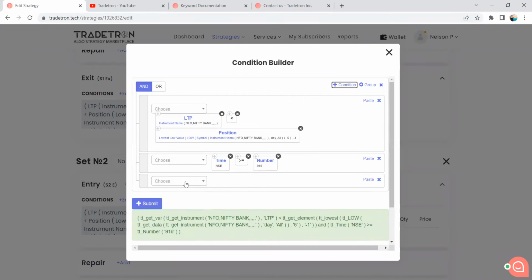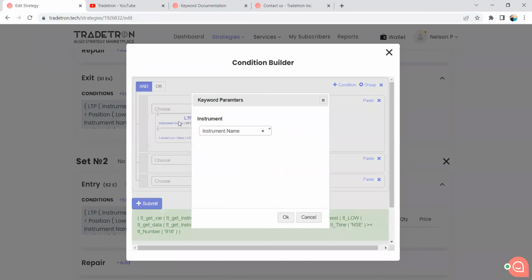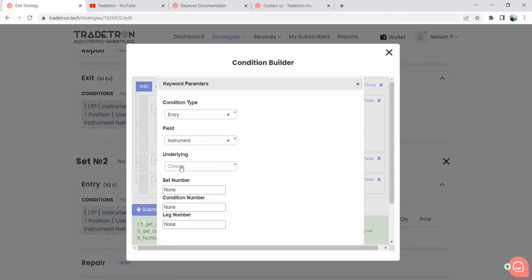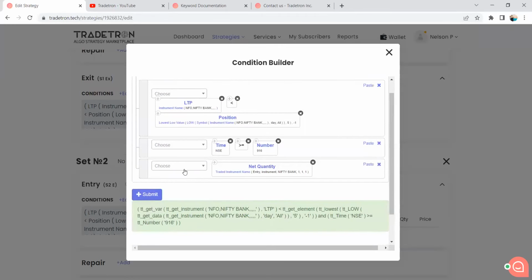Net quantity keyword is also important, because it will check whether there is any open position, as we discussed in the first part. So again, I will just add net quantity of traded instrument name. Under traded instrument, it will be again Nifty Bank. Set number, we are checking whether both sets should be empty, that there should be no open position before this entry takes place. So set number 1, net quantity of 1 is equal to 0.